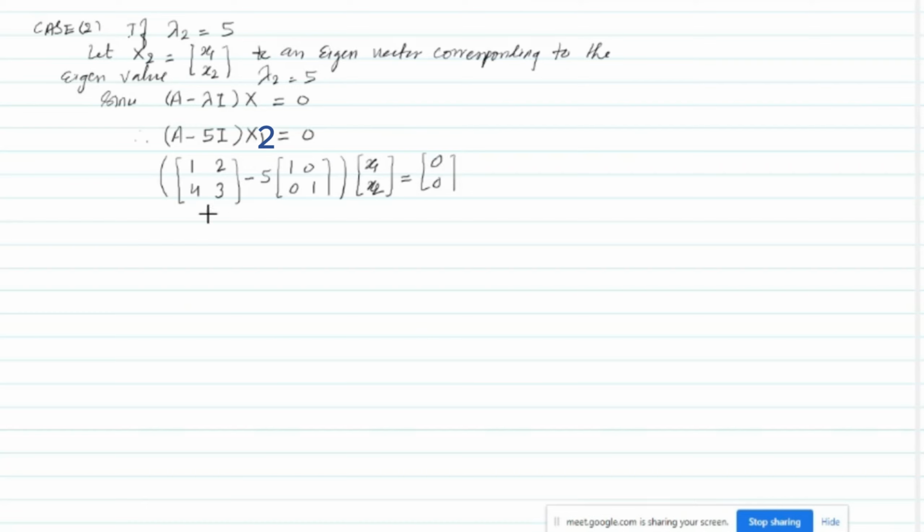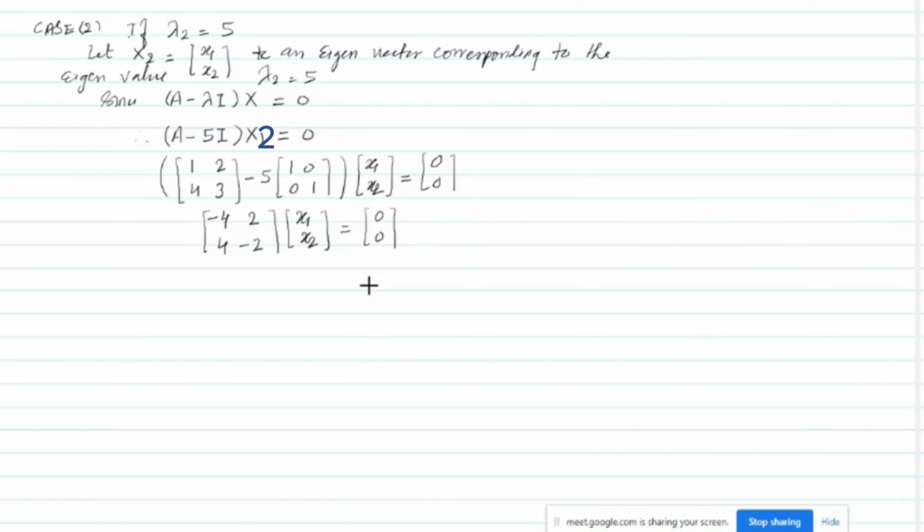Just simplify. So you will get 1 minus 5, that will be minus 4. And 2 minus 0, that is 2. And 4 minus 0, that is 4. And 3 minus 5, minus 2. Or you can directly subtract 5 from the diagonal elements, and you will get the same matrix. So this into x1, x2, and this equal to your null vector, 0, 0.